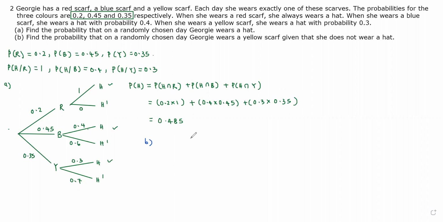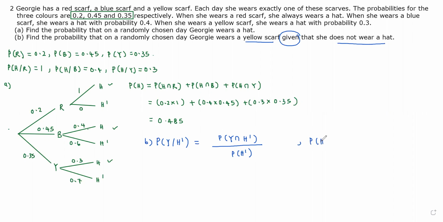For part B, we need to find the probability that on a randomly chosen day, she wears a yellow scarf, given that she does not wear a hat. This is computing the probability of wearing a yellow scarf, given that she does not wear a hat. That is the probability of yellow and not wearing a hat over the probability of not wearing a hat.